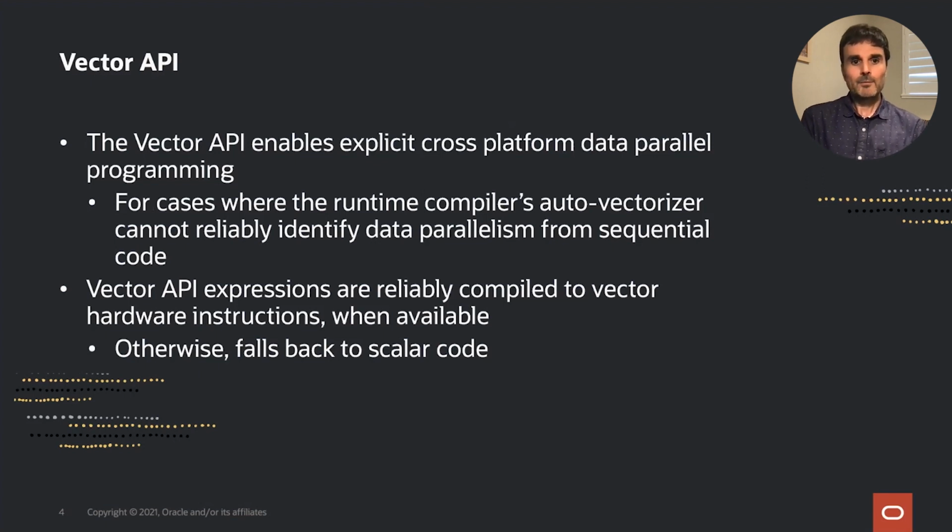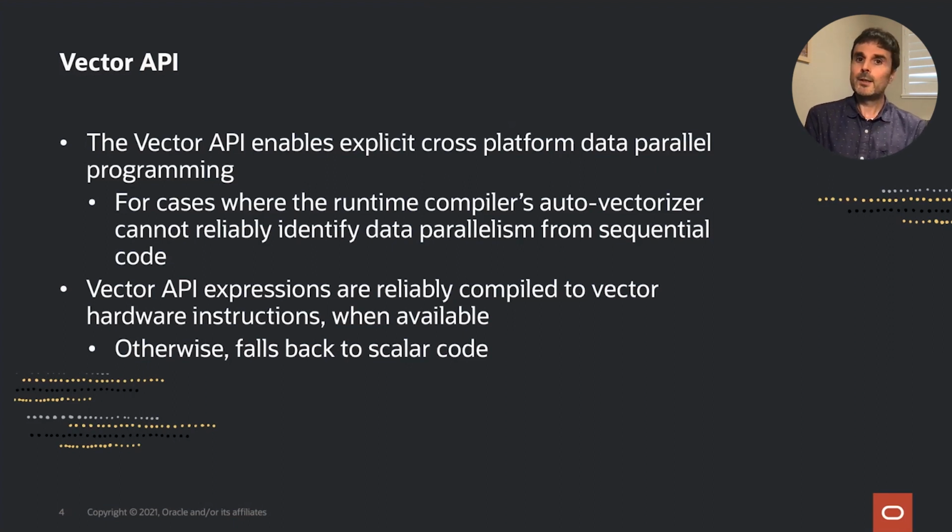So what is a Vector API first and foremost? It's really an API to enable explicit programming in a data parallel form. It means you can write an algorithm with data parallelism in mind and write that algorithm in a cross-platform way so it works across Intel chips and ARM chips, leveraging the vector hardware instructions available on those chips. Now, this is for cases where the runtime compiler, say Hotspot, may not be able to infer that parallelism from scalar, sequential code, or it may not be possible because the algorithm you're writing is too sophisticated.